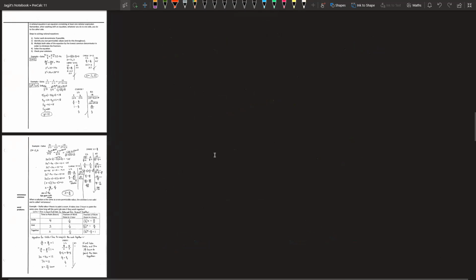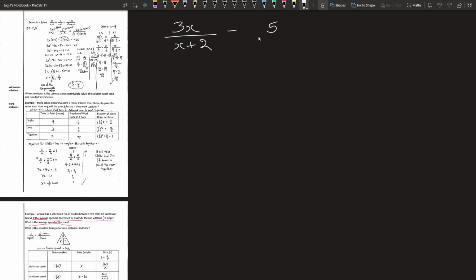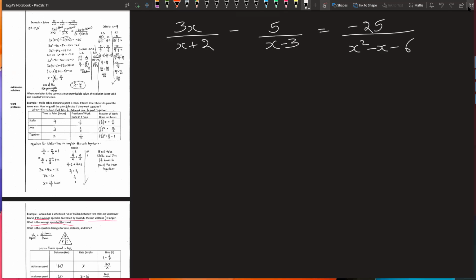Excellent. Let's move on to the next question. I want to see if any of you guys can solve this for me. My question is 3x over x plus 2 minus 5 over x minus 3 is equal to minus 25 over x squared minus x minus 6. Let's go, folks. Give it a shot.